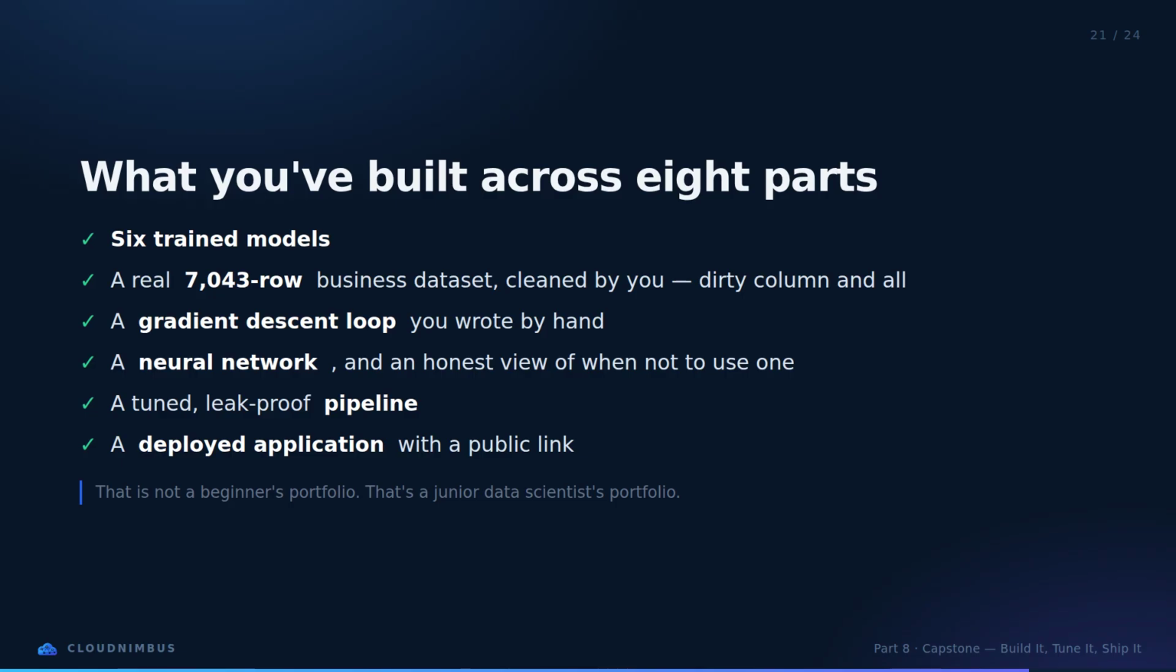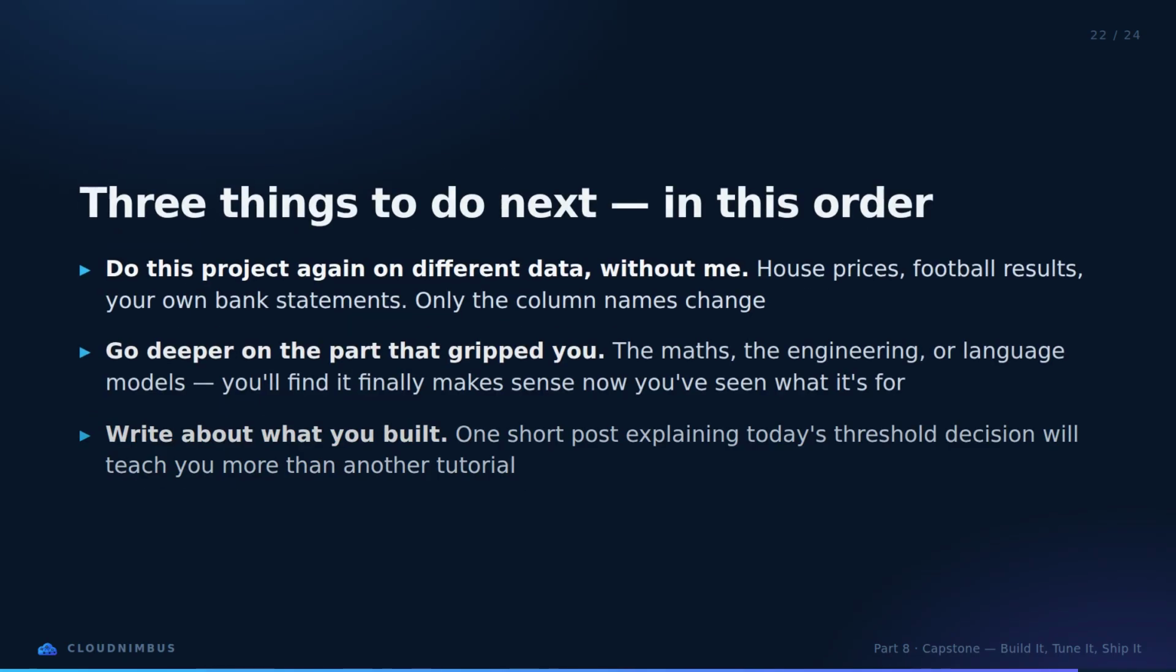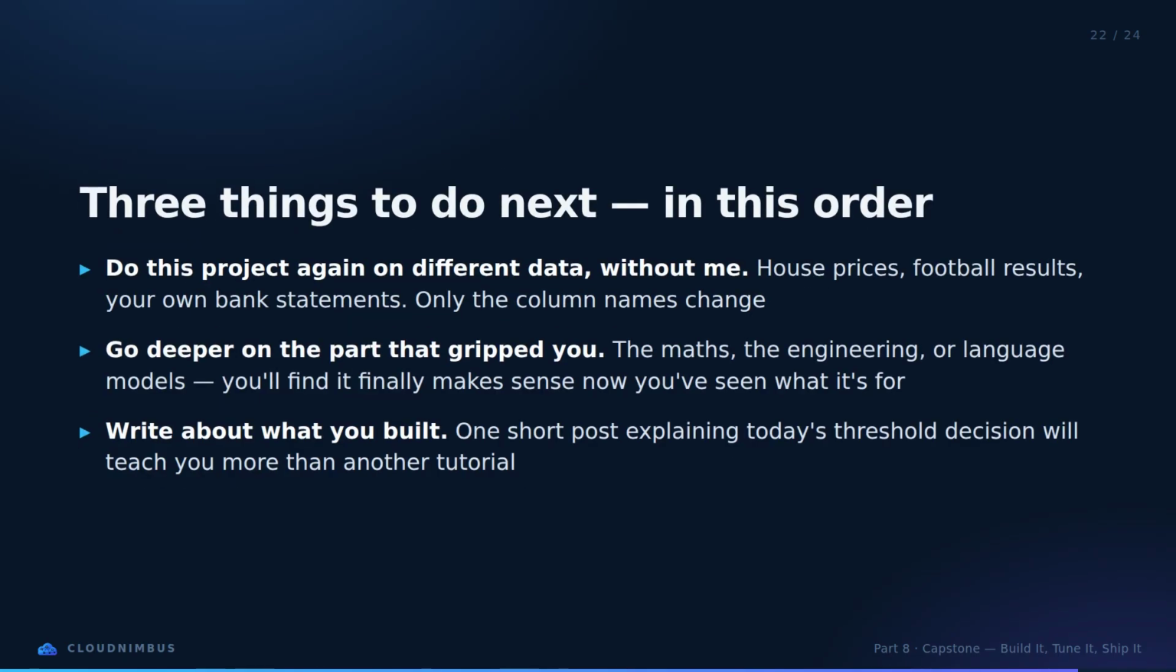3 things to do next, in this order. First, do this whole project again on different data without me. Pick something you actually care about: house prices, football results, your own bank statements. Everything you learn transfers. Only the column names change. Nothing consolidates knowledge like the second time through.